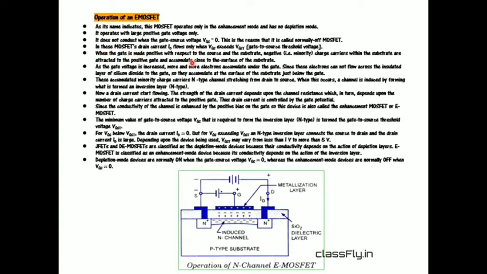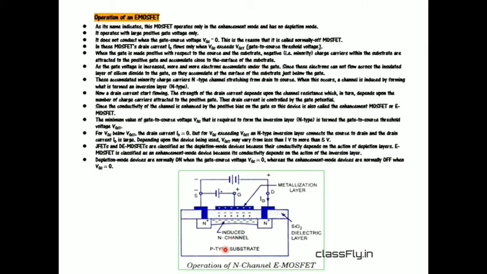So when the gate is made positive with respect to the source and the substrate, that means this is positive and the substrate is negative, the minority charge carriers within the substrate are attracted to the positive gate and accumulate close to the surface of the substrate. So what happens to the negative charge carriers?